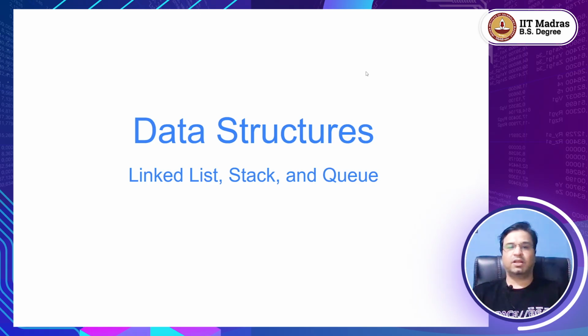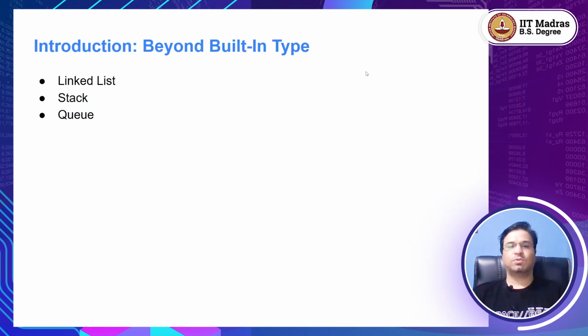Hello everyone and welcome. In our previous lecture, we covered fundamental JavaScript data structures like array, string, object, map, and set. These are powerful tools built into the language. Today we are going to explore some common abstract data types and their underlying structure: the linked list, stack, and queue. Unlike array and object, which are directly available, these are often built using those fundamental types.